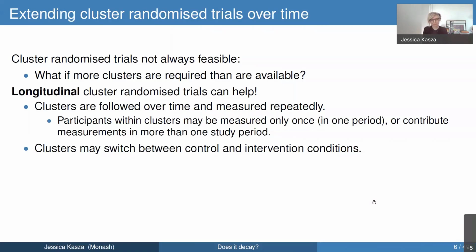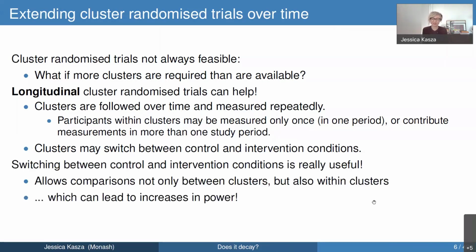In longitudinal cluster randomized trials, clusters are followed over time and measured repeatedly. The participants within those clusters, well, they may be measured only once. They may just pop up in one period and never be seen again, or they may contribute measurements in multiple study periods. So the point is that the clusters themselves are followed over time and are contributing measurements for a duration of time. In these designs, clusters might switch between the control and the intervention conditions. And it's this switching that leads to these increases in power. It's this switching that turns the infeasible into feasible. It's a really useful thing to do.